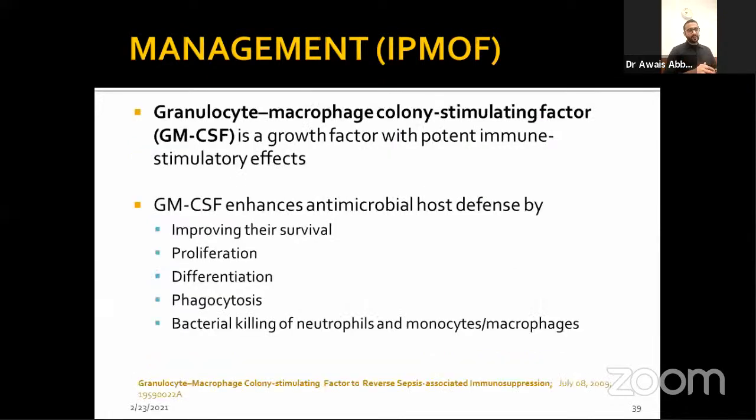The second modality that has been studied extensively is granulocyte macrophage colony stimulating factor, GM-CSF we call it. It is a growth factor with potent immunostimulatory effects. It enhances the antimicrobial host defense and improves host cell survival, proliferation, differentiation, phagocytosis, and bacterial killing of the neutrophil and monocyte macrophage entities. By these mechanisms, it immunomodulates and provides the immunostimulatory effect to counter the immunoparalytic effect of IPMOF.